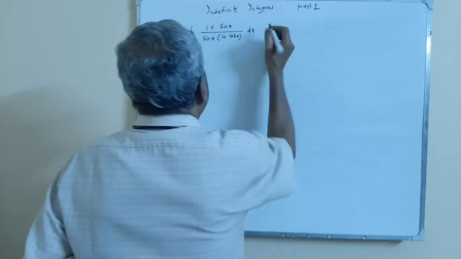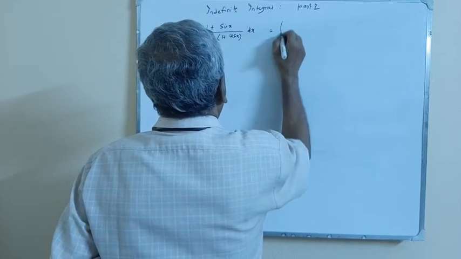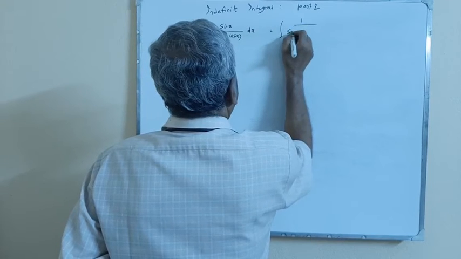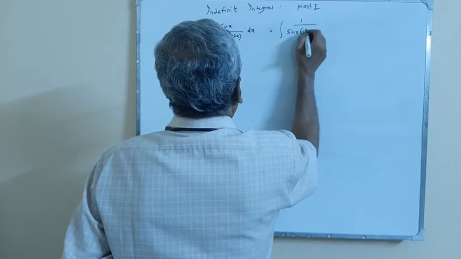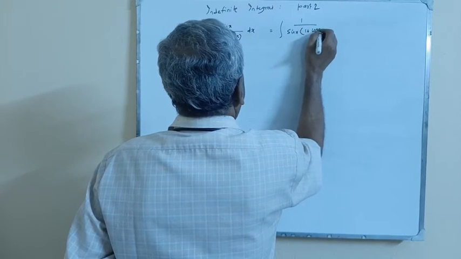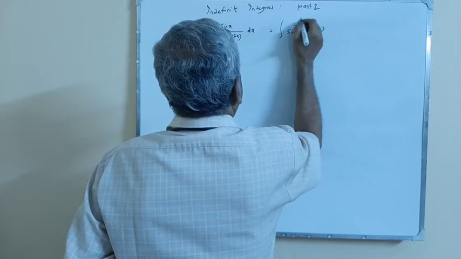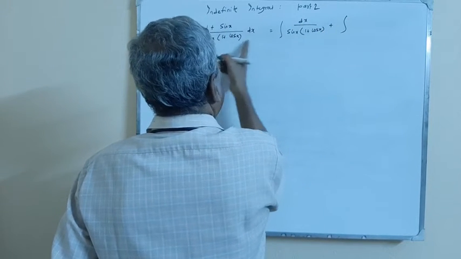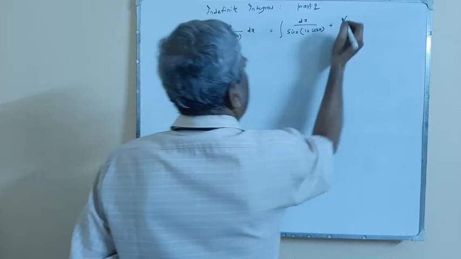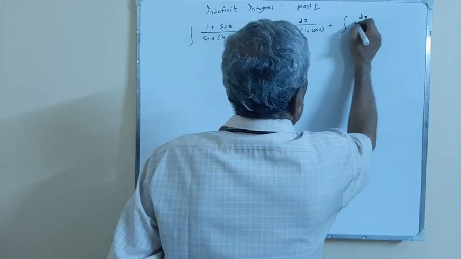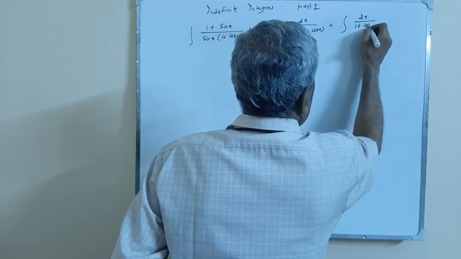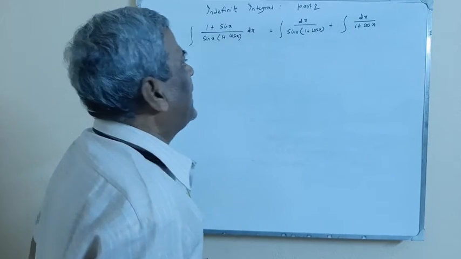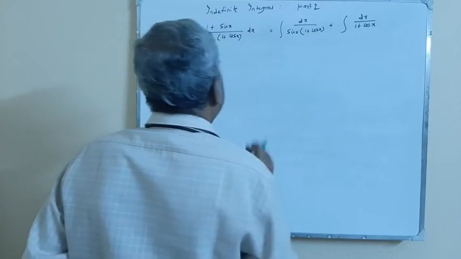This can be written as 1 by sin x into 1 plus cos x dx, plus sin x by that. In that case, sin x will be cancelled, so only dx by 1 plus cos x. It is now broken into two parts, this and that.